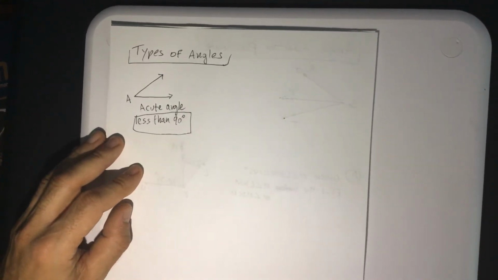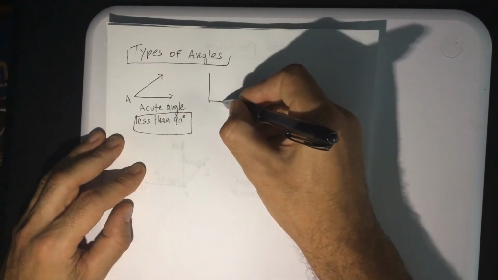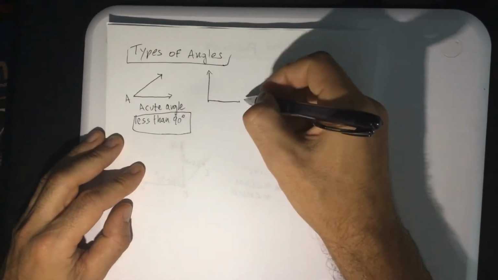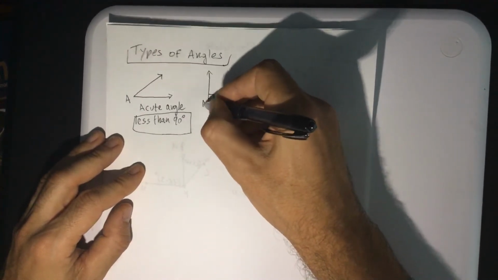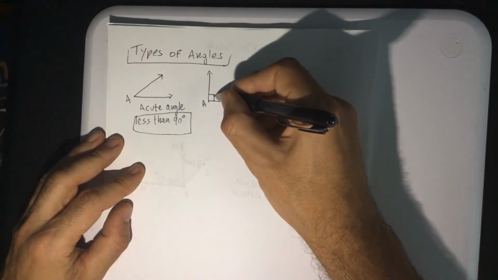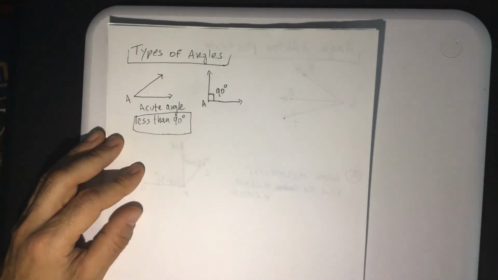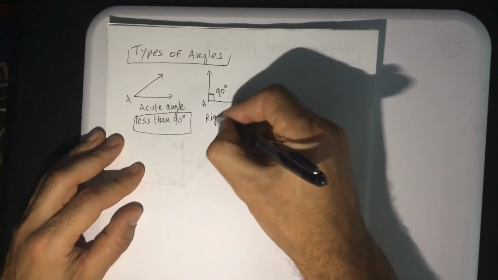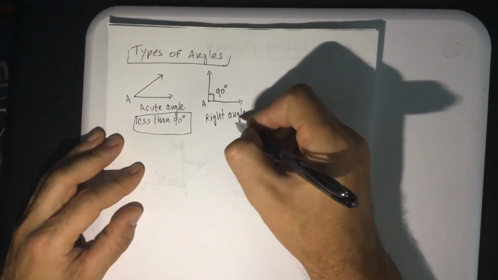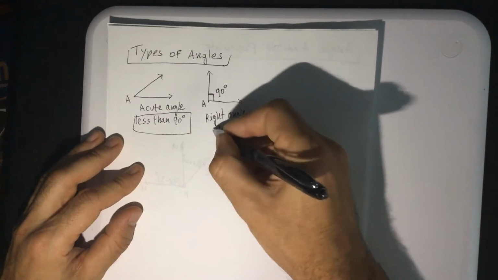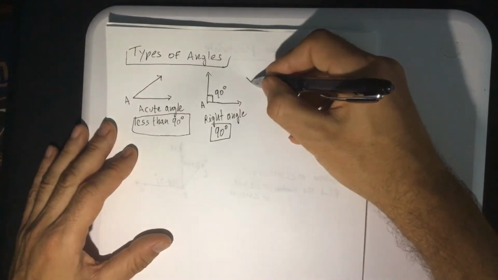Then you have the right angle. You know it's a right angle when you have a little square like this one. A right angle is 90 degrees. Nothing new. Most of you know about right angles, you learn them in middle school. Right angle, and that is 90 degrees.